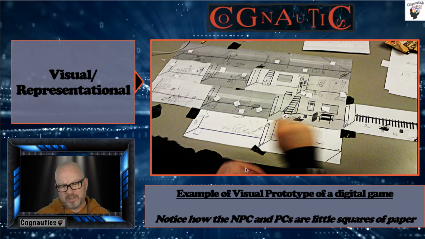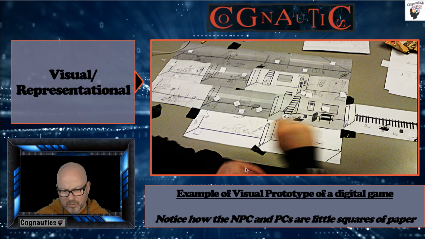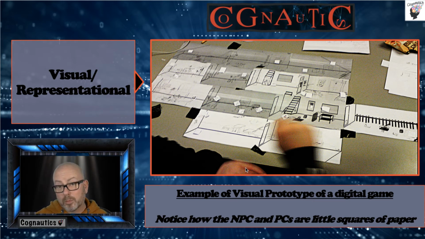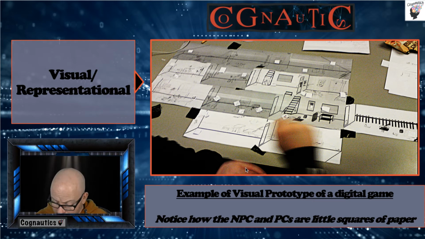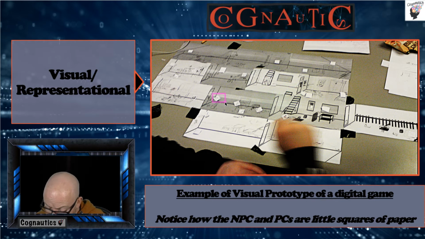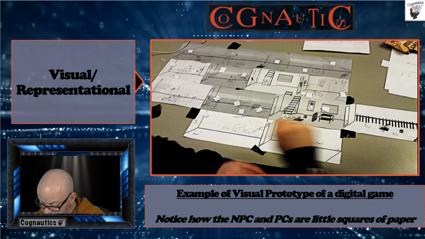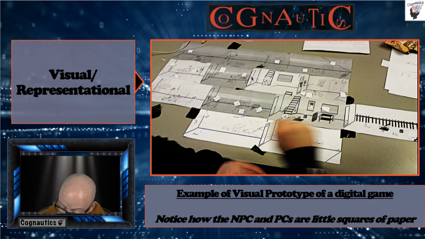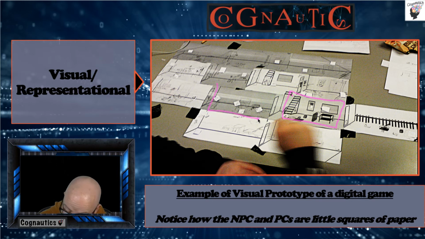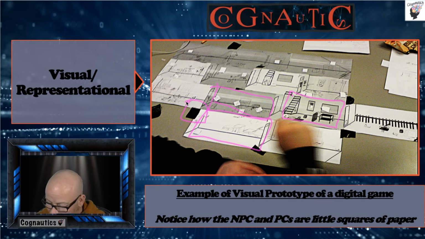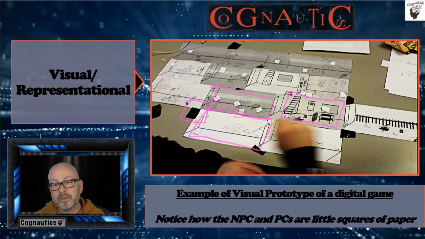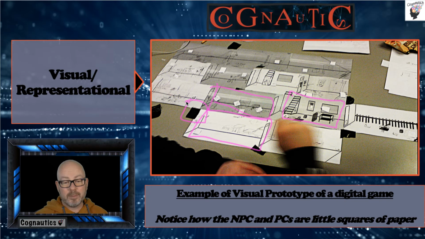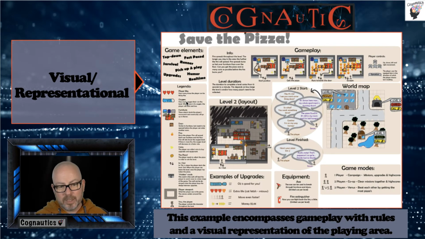Another example here, this is a game, and you can see how the game's different rooms in this case are laid out one on top of each other on a piece of paper. Notice also how the players and the NPCs are here on little squares of paper, and notice how you've got the different rooms here and here and here, all stuck together with black tape. But it does give you a real indication of what the game will look like and how the game will be played.